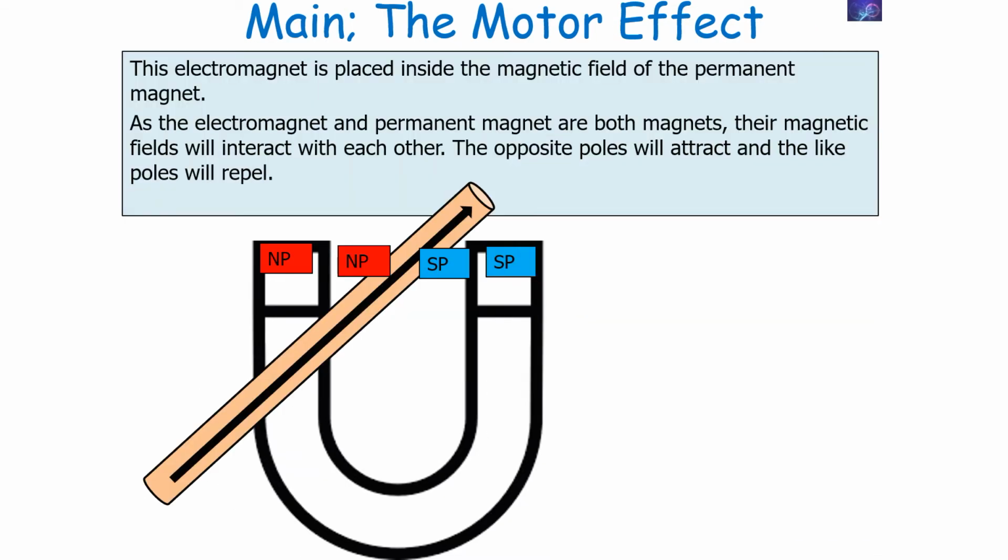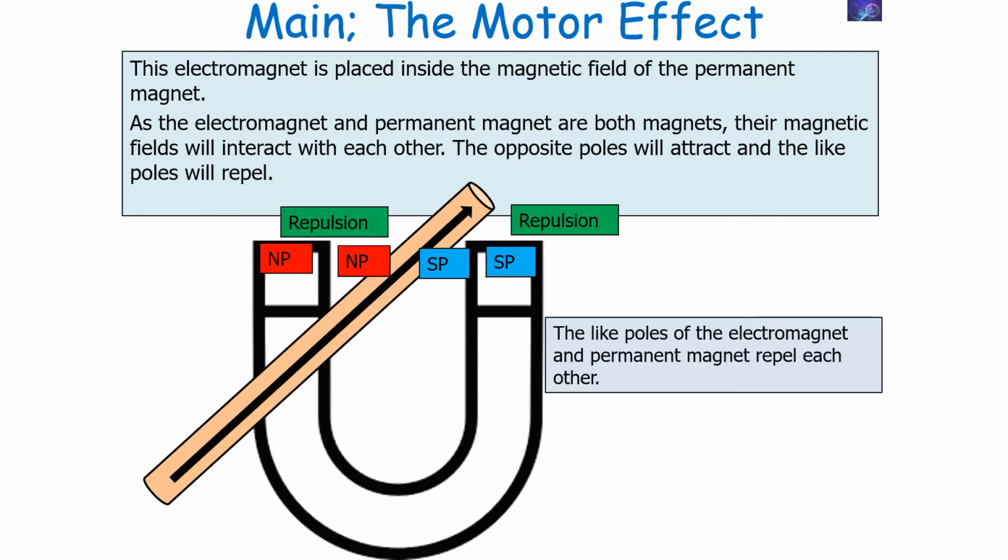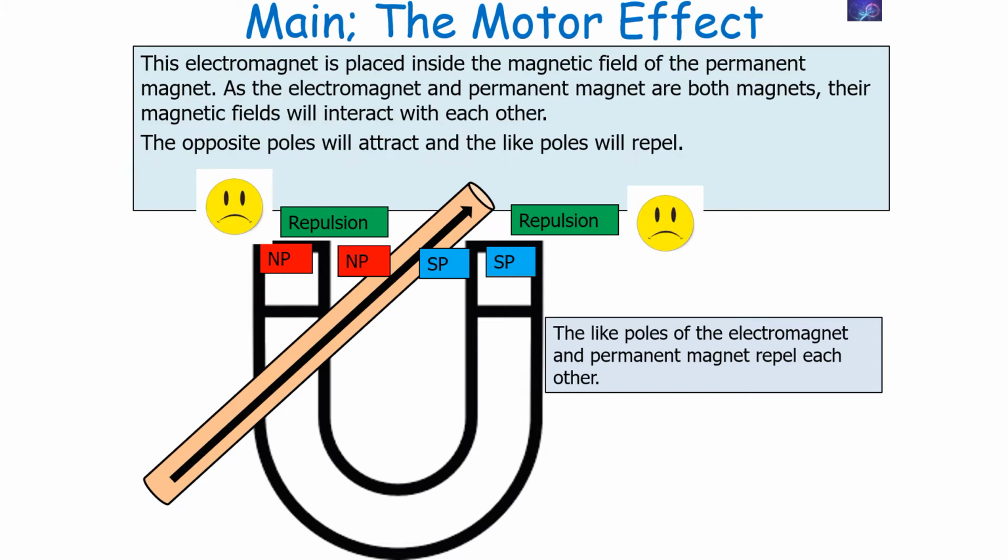Because what we know is if we place an electromagnet inside the magnetic field of the permanent magnet, as the electromagnet and permanent magnet are both magnets, their magnetic fields will interact with each other. The opposite poles will attract and the like poles will repel. So in this situation, the like poles of the electromagnet and the permanent magnet will repel each other. As a result, we get our repulsion, and therefore a repulsive force will be experienced by both the permanent magnet and by the electromagnet.